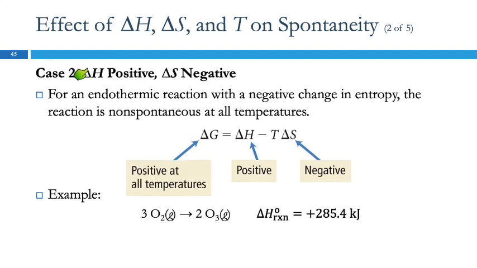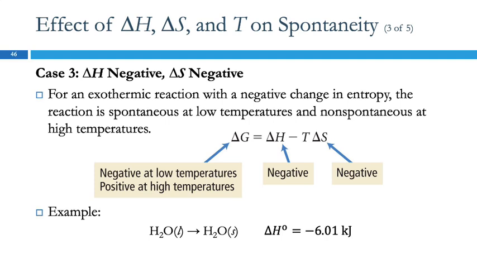If delta H is positive and delta S is negative, an endothermic reaction with a negative change in entropy, the reaction is non-spontaneous. Because here this is positive, and because this one's negative, this always is going to end up being positive. And so it doesn't matter what the temperature is, this is not a spontaneous reaction.